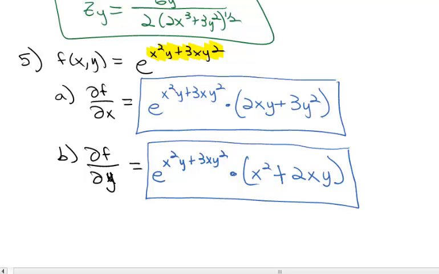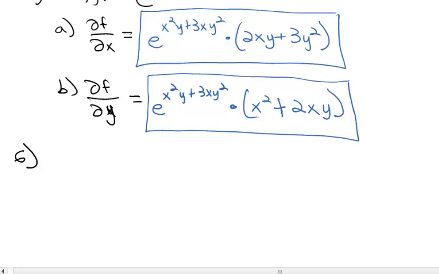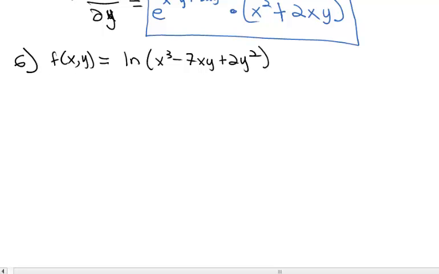Let's do one last problem, a problem with a logarithm in it, to wrap us up with these partial derivatives. We're really seeing all the same exponent rules that we've seen before. The only difference now is that we're treating the other variable like a constant. So if f of x, y is the natural log of x cubed minus 7xy plus 2y squared, you might notice that this is the natural log of some guts. That's going to help us take the derivative.